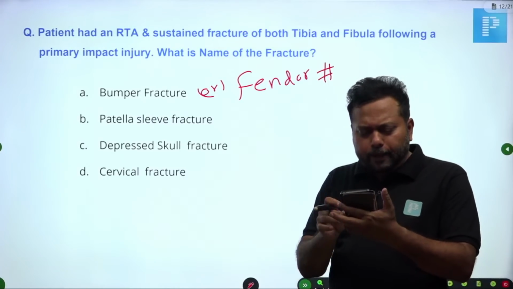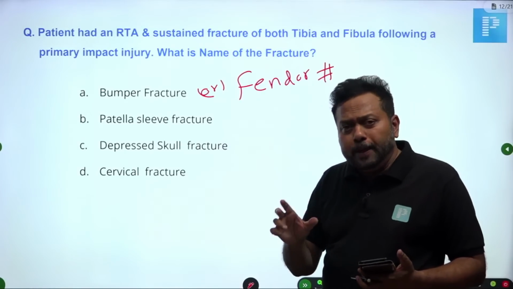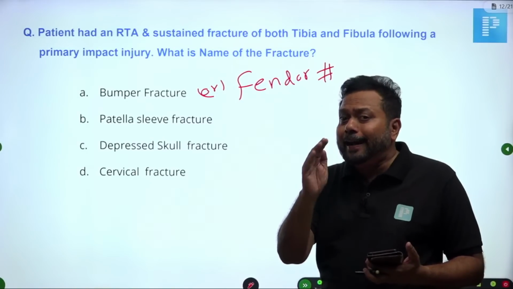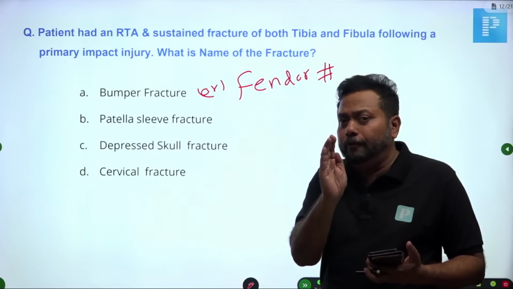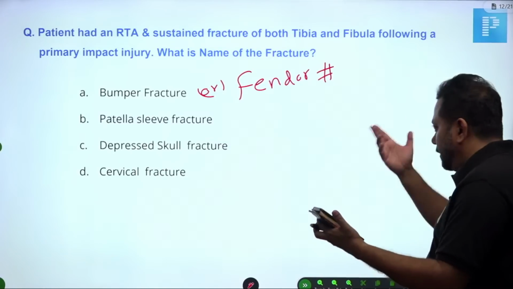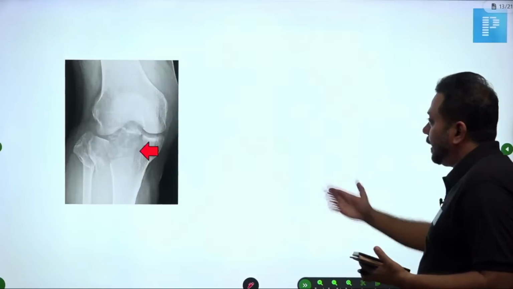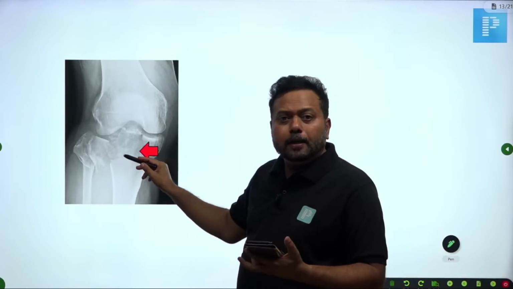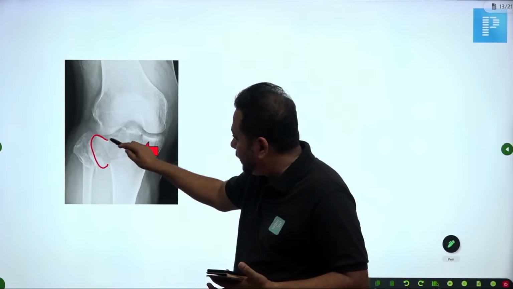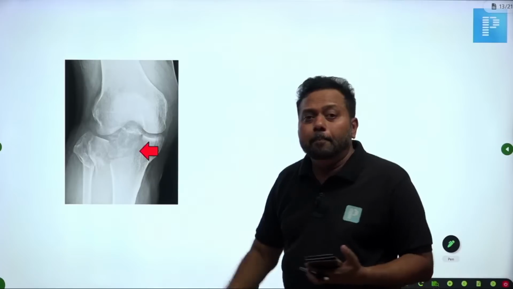To be very honest, in the classical teaching, a bumper fracture should be an isolated fracture of the lateral tibial plateau. Very rarely, since it's very close to the head of the fibula, that may also get fractured. That's what they had asked, and the answer is bumper fracture. This should be the right answer. You see this X-ray, this is the fibula here, and the lateral tibial plateau is totally shattered like this. This is a classical bumper fracture.